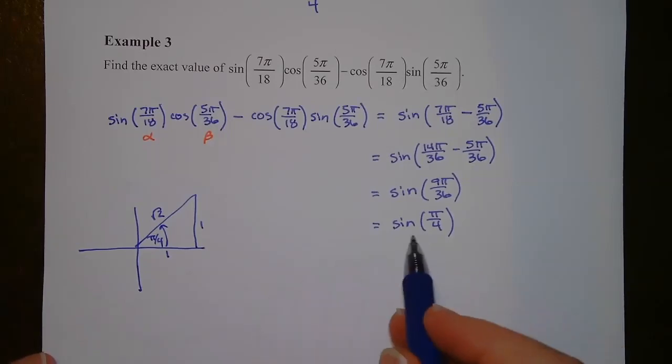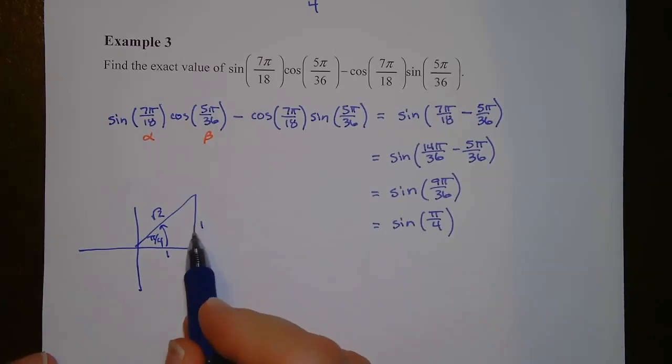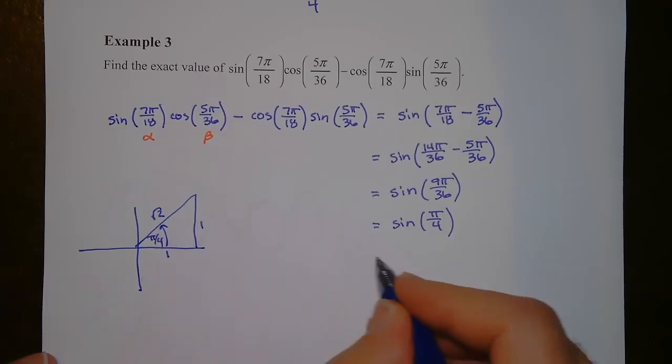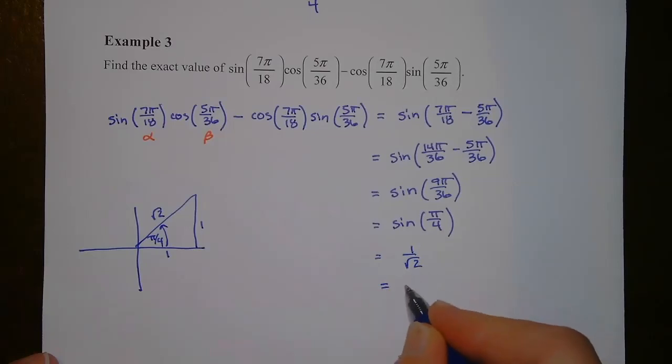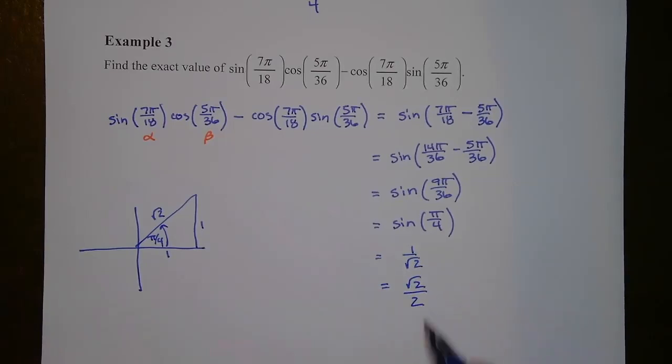Okay, so sine is this one right here, this y coordinate, over the square root of 2. So this is equal to 1 over the square root of 2, or simplified, that would be the square root of 2 over 2. And I want you to simplify. You need to know that these two are equivalent, and you do it enough that you just know it's equivalent. All right, guys, let's go to the next problem.